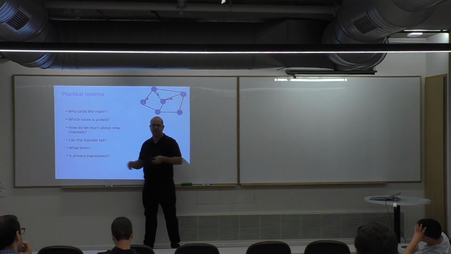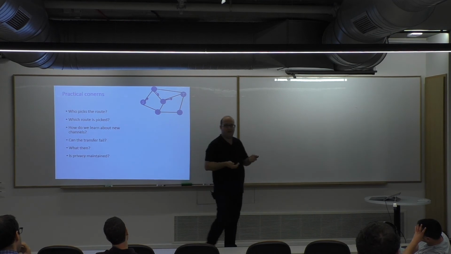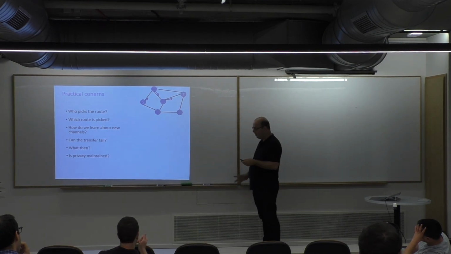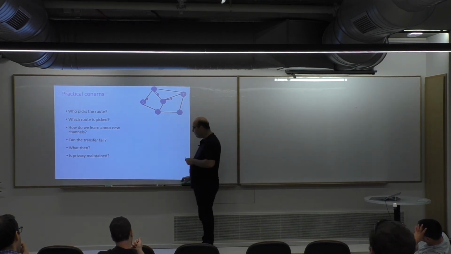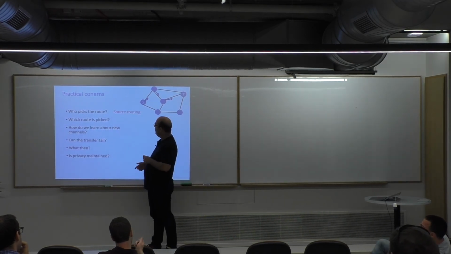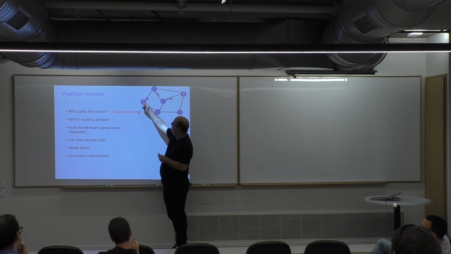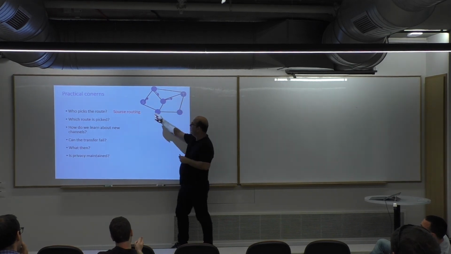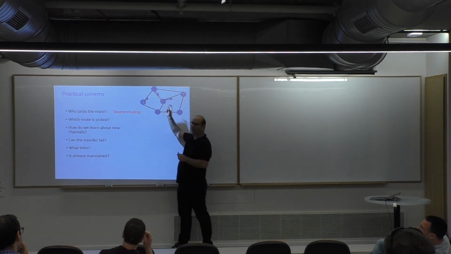What about privacy? Can we see the payments of everybody? Is everything just in the clear? I can tell you the answers for the current implementations. The current implementation is to have source routing. If Alice is paying somebody here, then she picks the route.